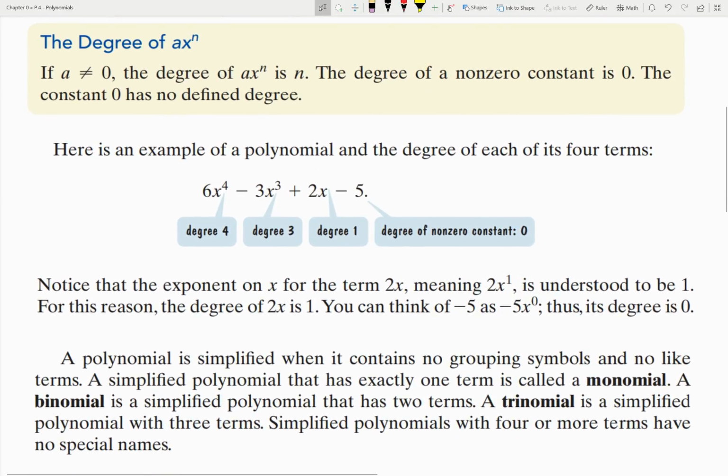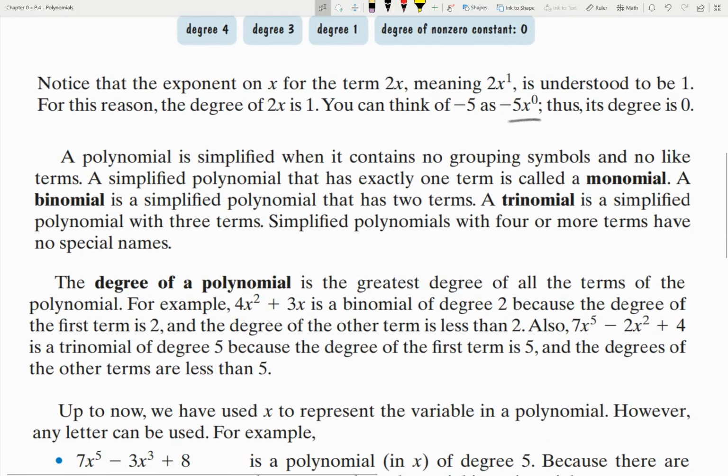So the first term has a degree of 4 because it has the exponent 4. Third degree, first degree, 0 degree. It has no variable, or we could think of it as 5x to the 0 power. x to the 0 power would turn into 1. Notice that the exponent on x for the term 2x is a 1, and the negative 5 is said to be 0.